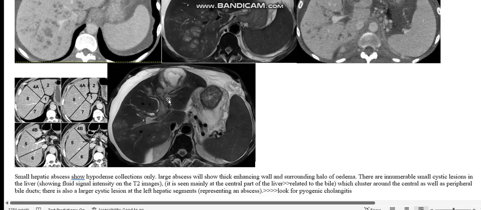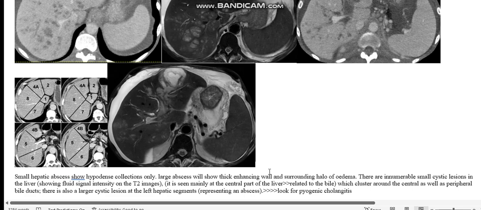The dome of the liver is related to the lung. So especially amoebic abscesses tend to extend from the lung to the liver, so it will be involving this part exactly.